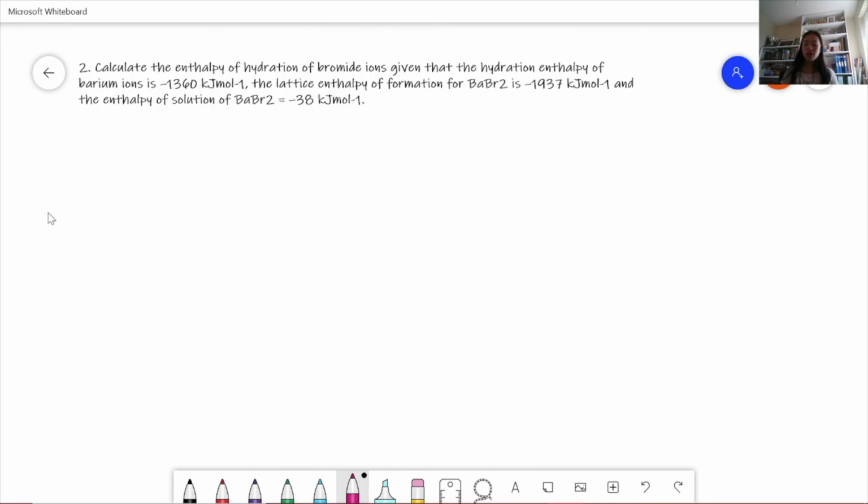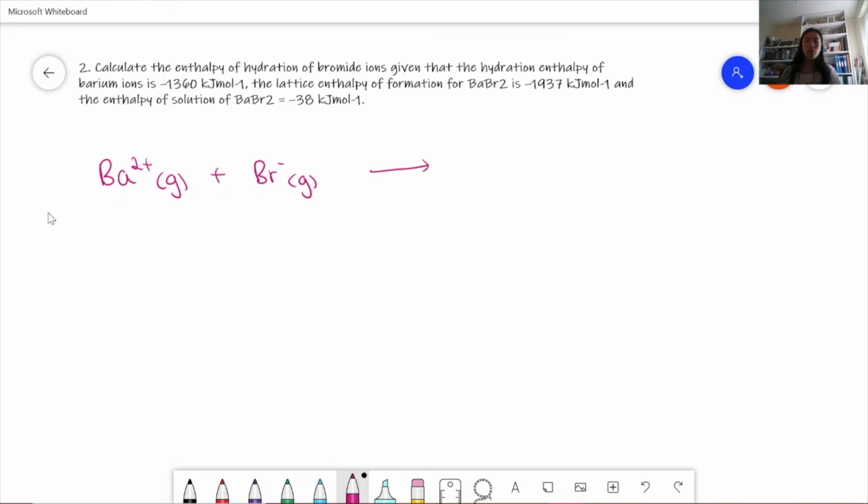So I first start off with the ions, but in their gas state. So what we know about this is this should be the cycle that we form with the lattice enthalpy of formation, the hydration enthalpies, and the enthalpy of solution. And so in our cycle, we should have the gas ions, the ionic solid, and the aqueous ions. And so I'm going to choose to start off with the gas ions. So we have barium 2 plus gas ions, and also bromide ions.